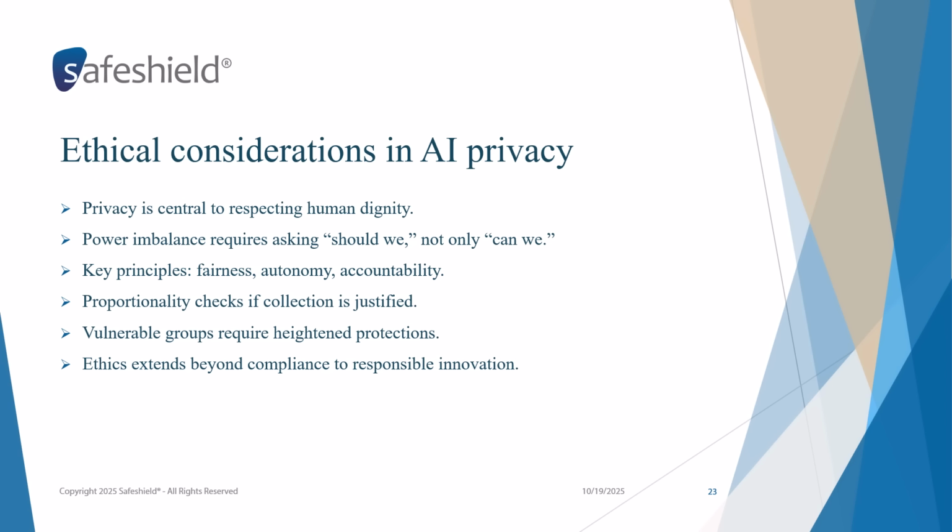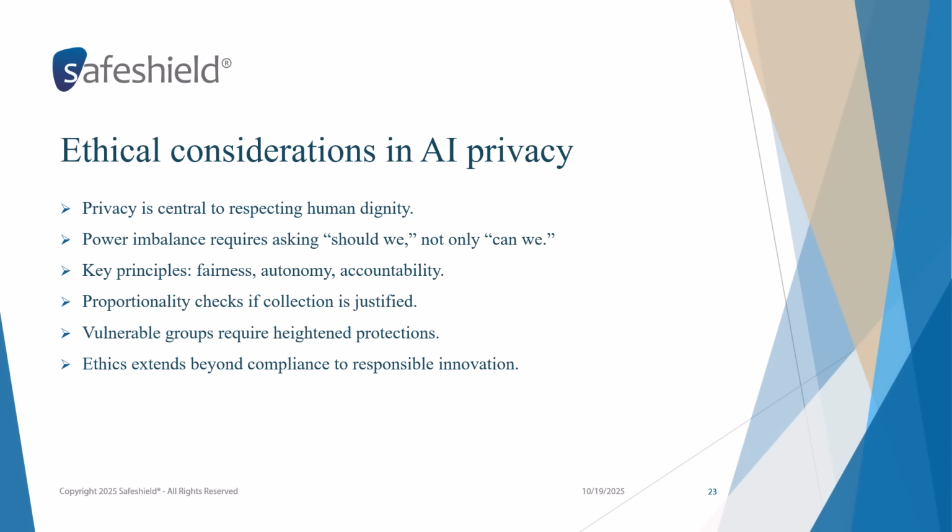Another consideration is proportionality. Even if data collection is legally permitted, is it proportionate to the purpose? For example, collecting detailed biometric data for a basic login feature may be disproportionate and unnecessary. Ethics also demand that vulnerable groups, such as children, minorities, or economically disadvantaged individuals, receive heightened protection. Exploiting their data for profit or surveillance undermines social trust.